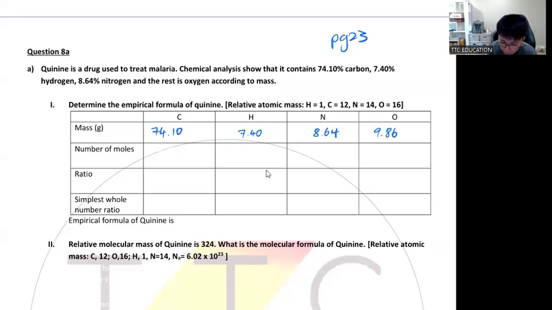So basically the rest is the same. What are you going to do? Mass divide molar mass. You're going to do 74.1 divide 12, 7.4 divide 1, is that 7.4? And then 8.64 divide 14, 9.86 divide 16.